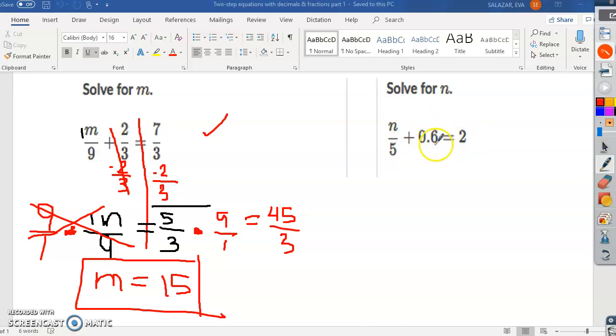Next one. Now we have here a decimal. Steps are always the same, so I'm going to change colors here. We're going to divide our equation. And we have plus 0.6. So we're going to do minus 0.6. And whatever I do to one side, I do to the other. So minus 0.6.